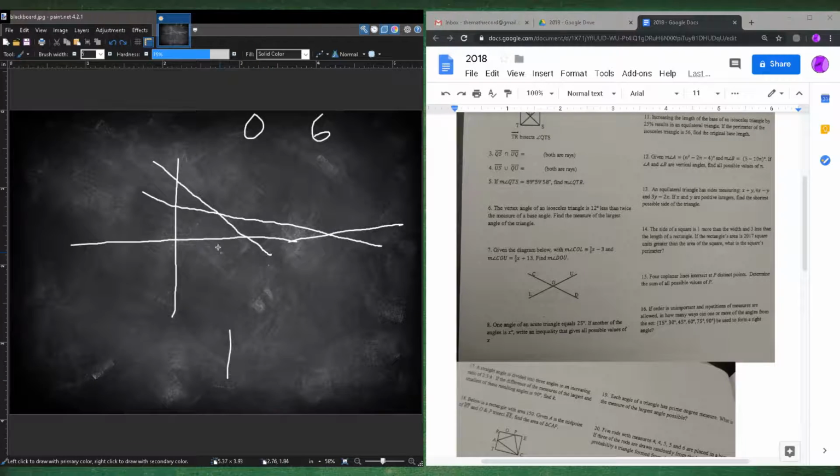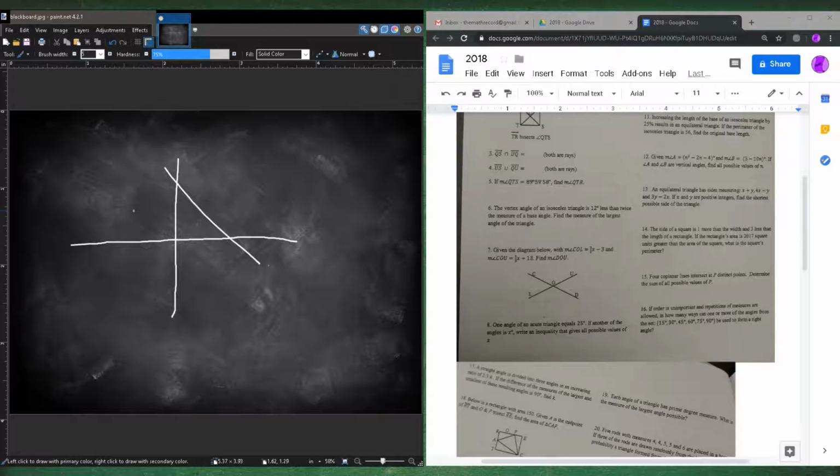Can we make 5 intersections? Well, basically, it's just the same idea right here. So that's 3, right? But instead of going through all 3 lines, we could just go through 2. So one of the lines is parallel to the other. That's 1, 2, 3, 4, 5.